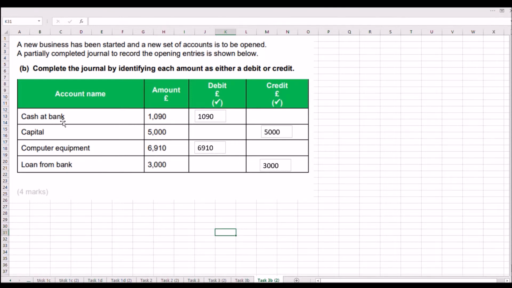So cash at the bank, that's a money in item, so it's a debit. Capital is a money out item to the shareholders at some point in the future, so money out item, credit. Computer equipment, money in item, it's going to be used to create money in the future, so that's a debit. Loan from the bank, money going out to the bank in the future, that's a credit.